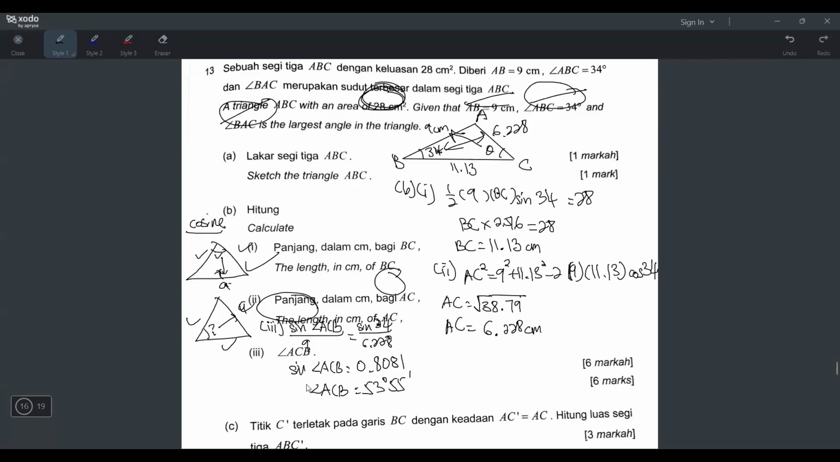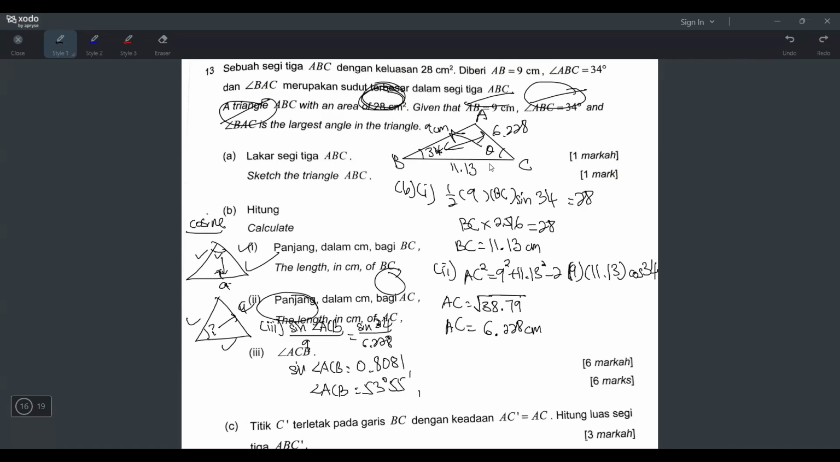So you listen carefully. When you tekan shift sine, actually got two answers. One answer in first quadrant, one answer in second quadrant. Because if your sine bernilai positive, there will always be two answers. How to get the second quadrant answer? You have to take 180 minus. But for this question, ACB will definitely be quadrant one because you can use your eyes. So that's why I will not take 180 minus.